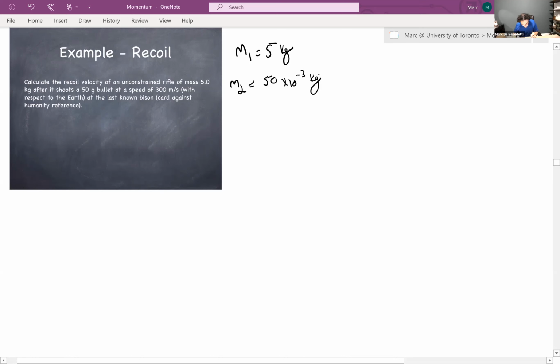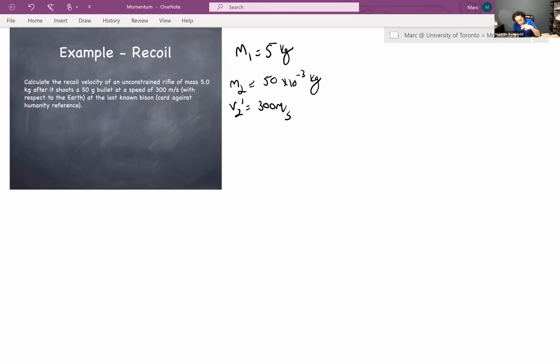At a speed of 300 meters per second. At the last known bison. If you play Cards Against Humanity, that would be funny.